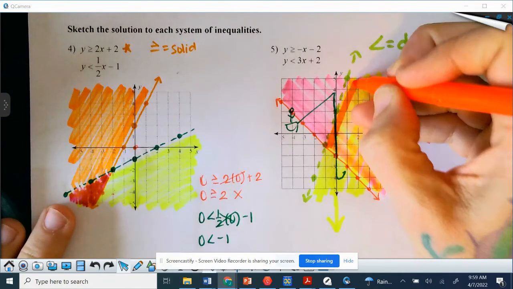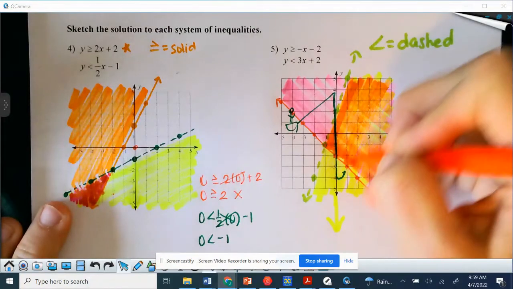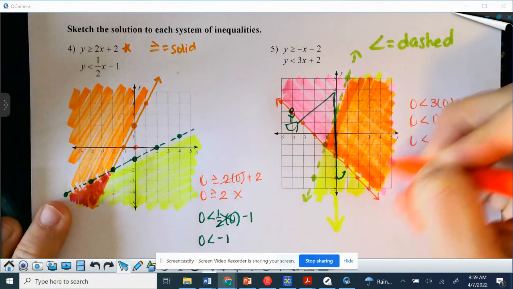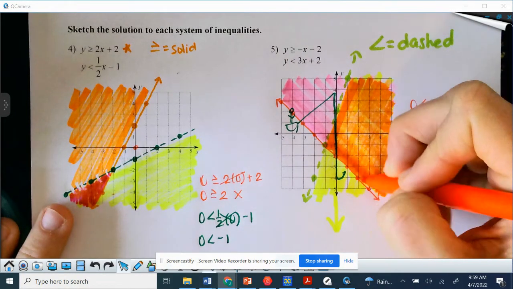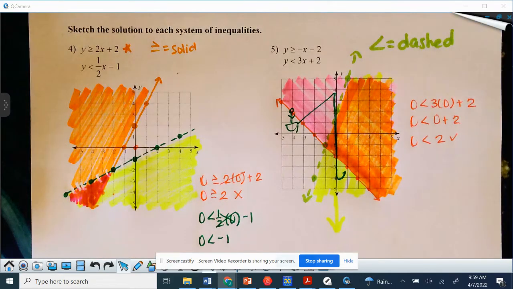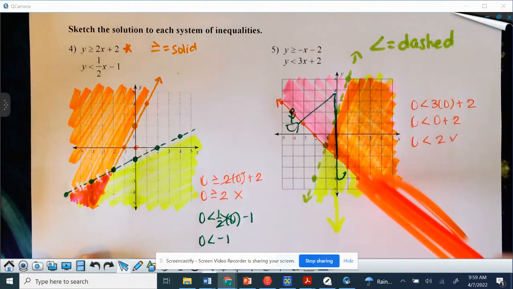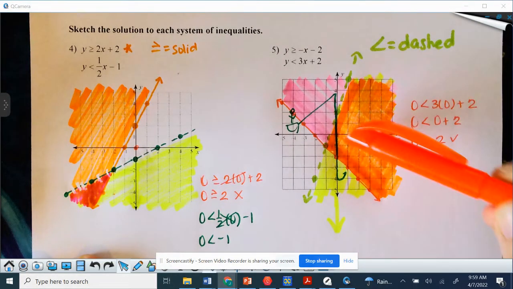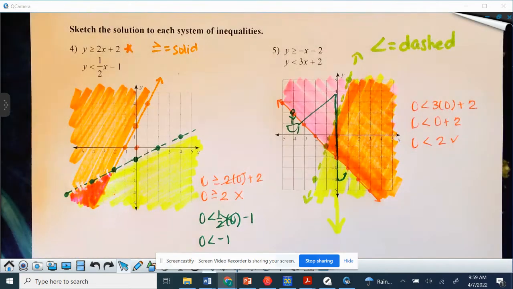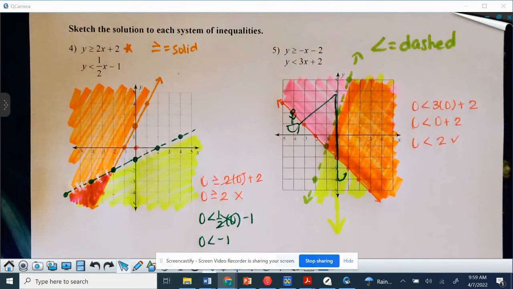is all of this overlap portion. So any coordinate over here will make both of those inequalities true. And in this case, that orange line here is a solid line, so those dots count, or anything in between. The dots on the green line do not count because they are dashed.